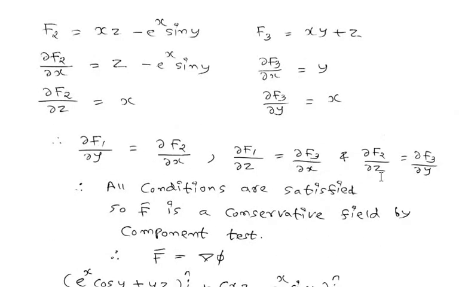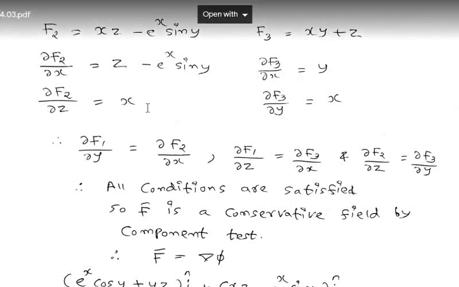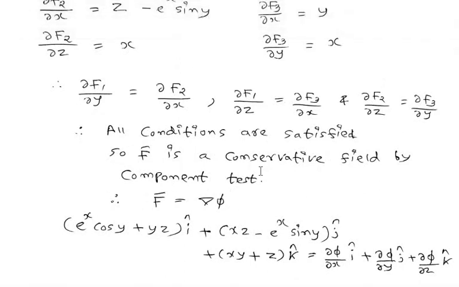Now the third condition, del f2 by del z and del f3 by del y. Del f2 by del z is x, and del f3 by del y is x. So the third condition is also satisfied. It means all conditions are satisfied. So by the component test, you can say that the given vector field is conservative.